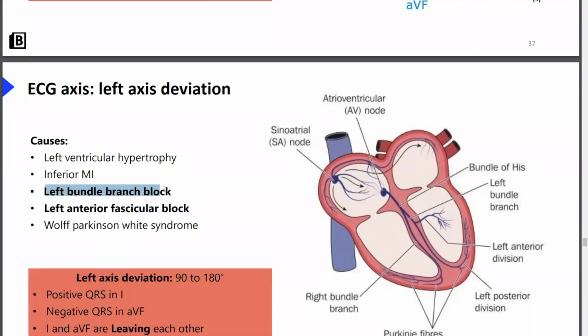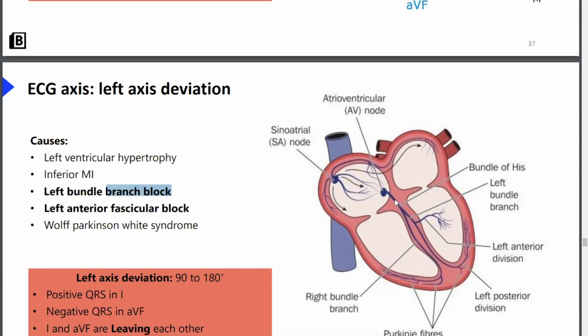So why does left bundle branch block cause left axis deviation? This is your left bundle branch here, and that splits into your anterior and posterior divisions, as we explained. If your left bundle branch is incapacitated, how is your left ventricle going to depolarize? What is the only possible way that it can depolarize if your left bundle branch is knocked off? So left bundle branch block means that this left bundle here is incapacitated, and the conduction is slow. So the only other way it can depolarize is through the right.